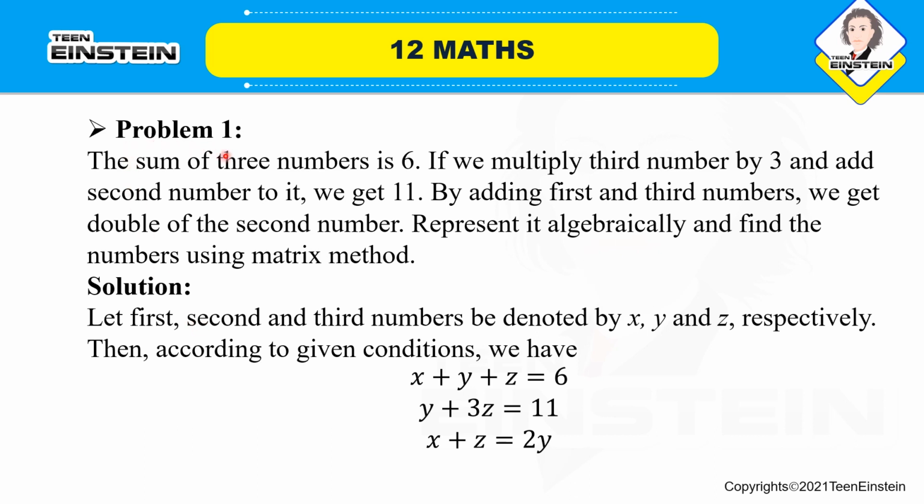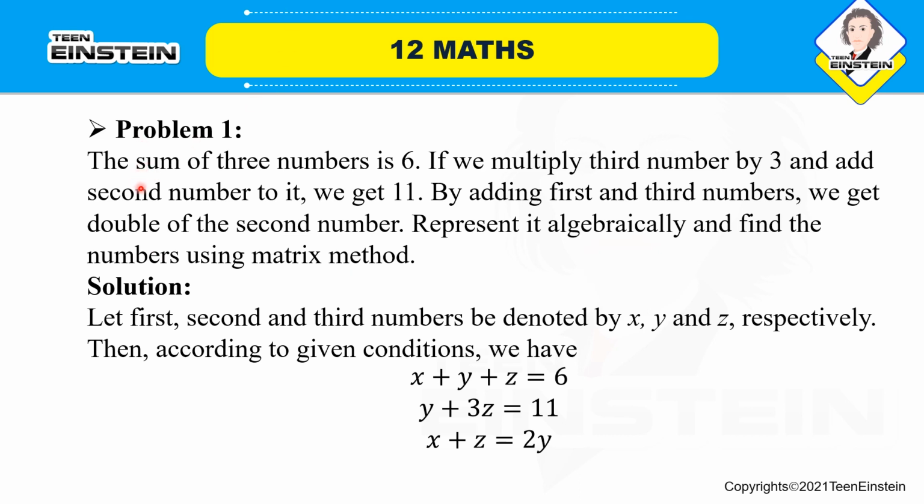See problem number 1. The sum of three numbers is 6. If we multiply third number by 3 and add second number to it, we get 11. By adding first and third numbers, we get double of the second number. Represent it algebraically and find the numbers using matrix method.